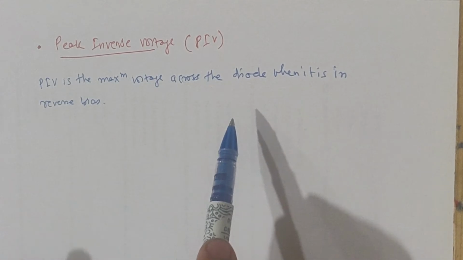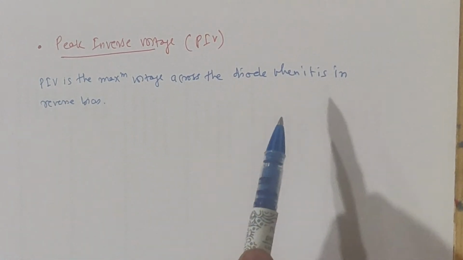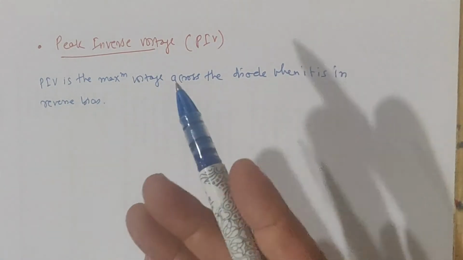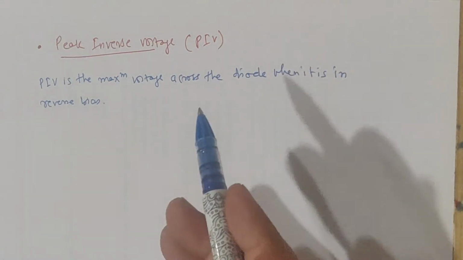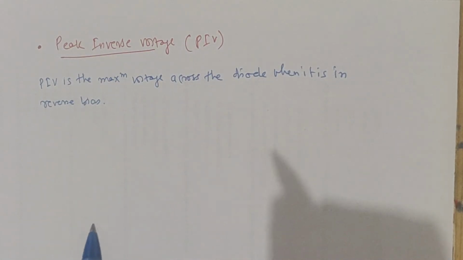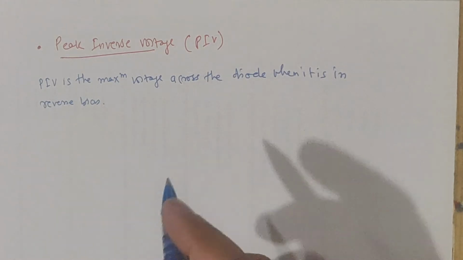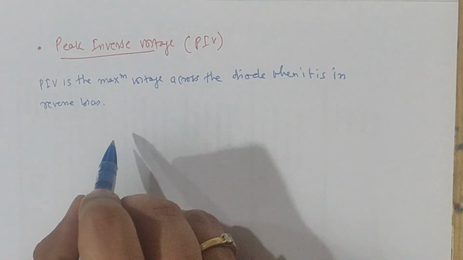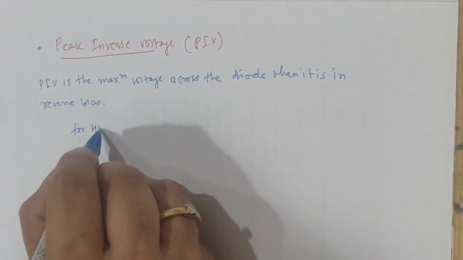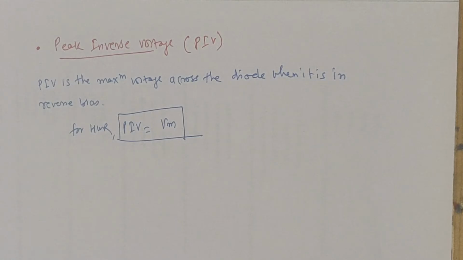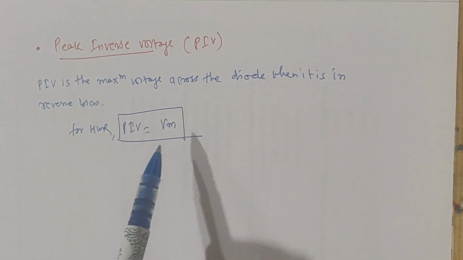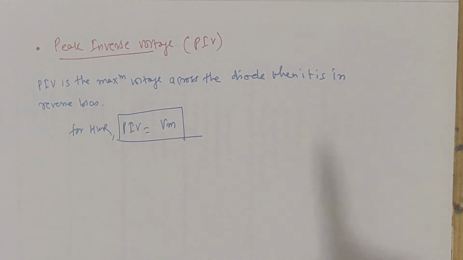See, we apply two half cycles to the diode. First is the positive half cycle. What is the maximum voltage it can have? Plus Vm, and then the diode is in forward bias. But when we apply the negative half cycle, the diode goes in reverse bias. What is the maximum negative voltage I can apply to the diode? It is the negative peak of the input voltage, which is minus Vm. So what is the maximum voltage I can apply in reverse bias? Vm. So for a half wave rectifier, PIV is equal to Vm. This is the maximum voltage I can apply in reverse bias. Of course, I'm considering only the magnitude, not the sign. So this is the peak voltage that can be applied across the diode when it is in reverse bias.